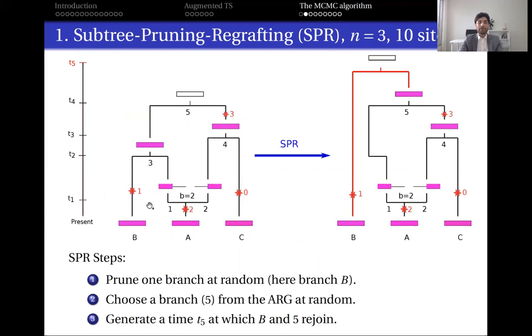And now randomly choose one of the existing branches on the ARG. In this example, we choose 5, and then simulate a time for the coalescence, T5, and then we rejoin B and 5, resulting in this parent branch. So on the right, we see the proposed ARG after the SPR.